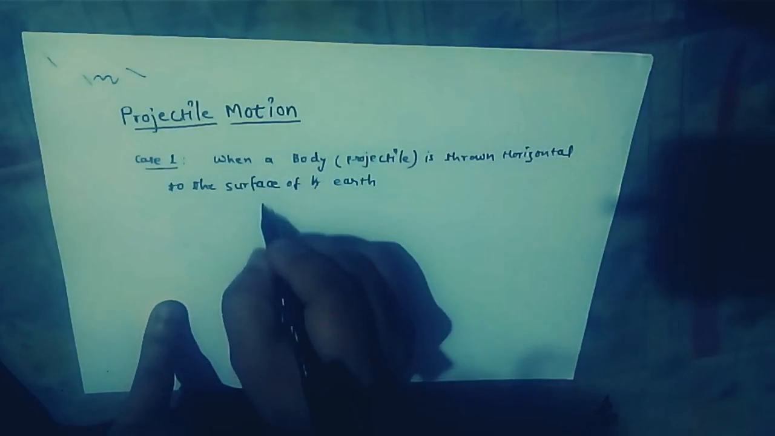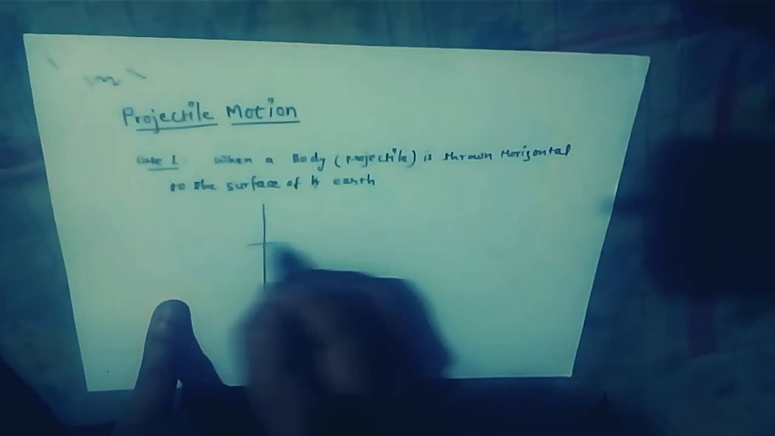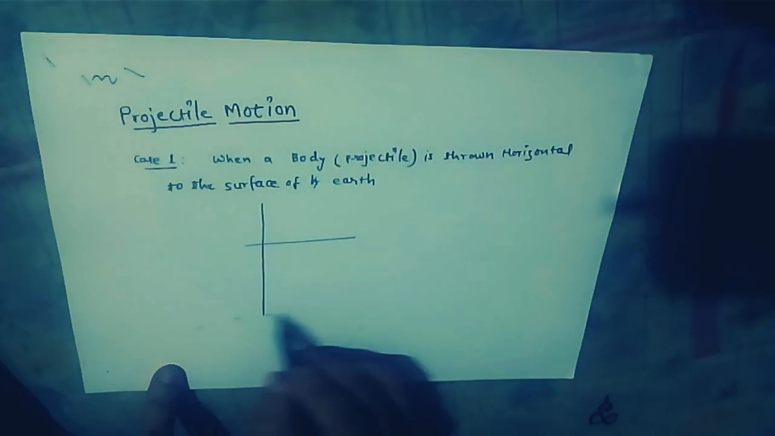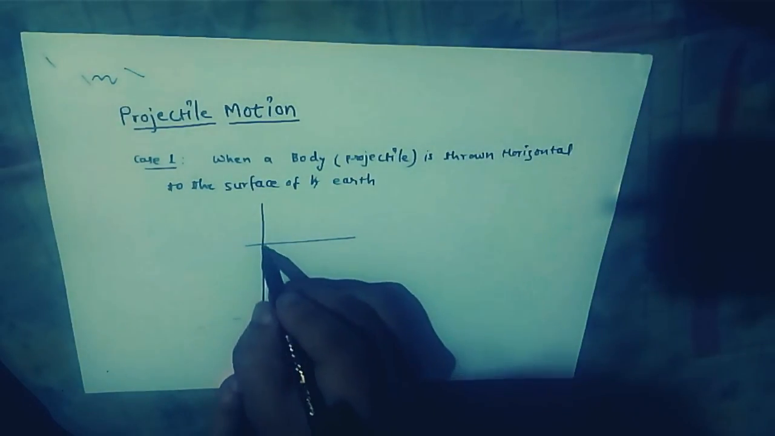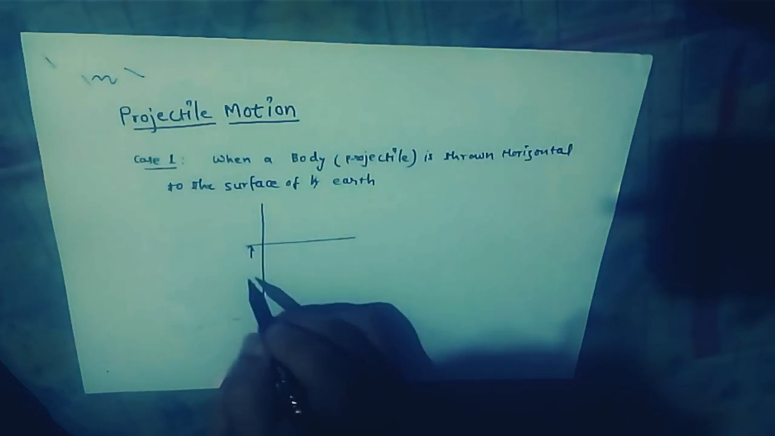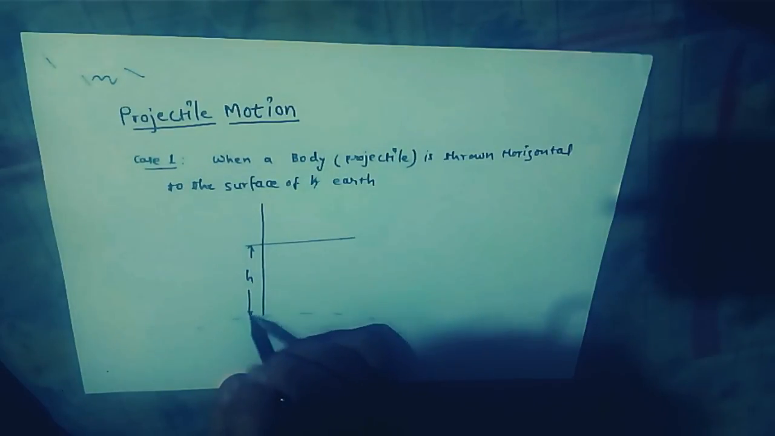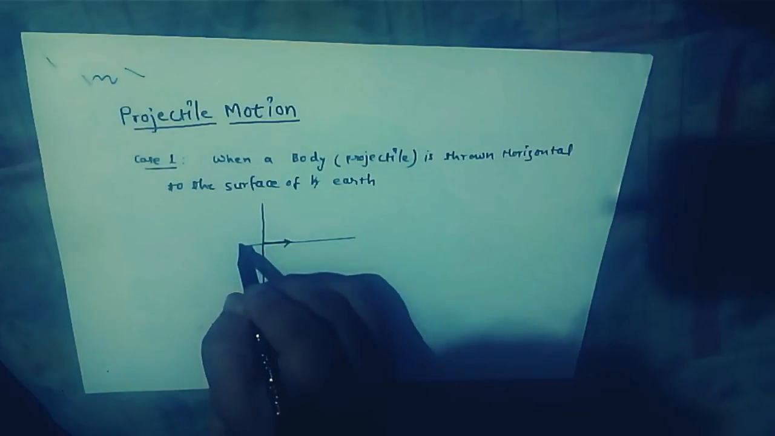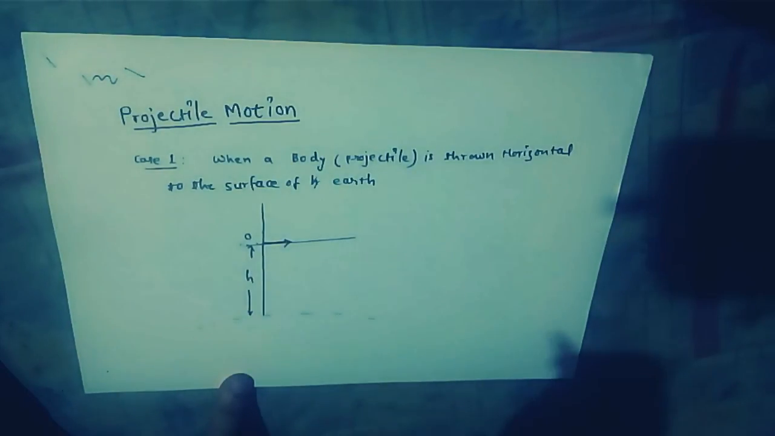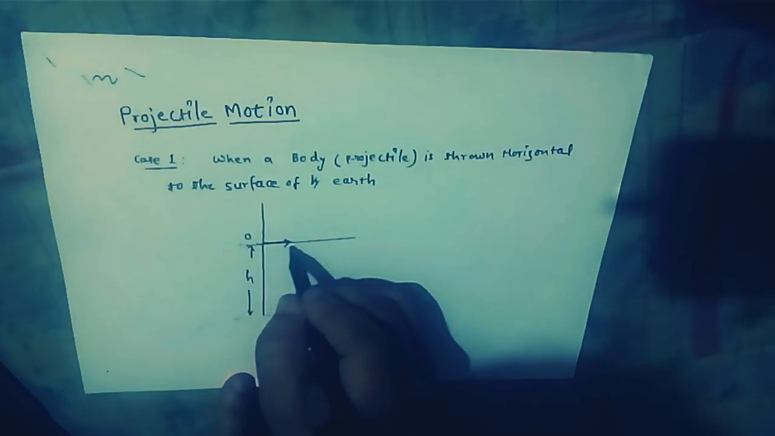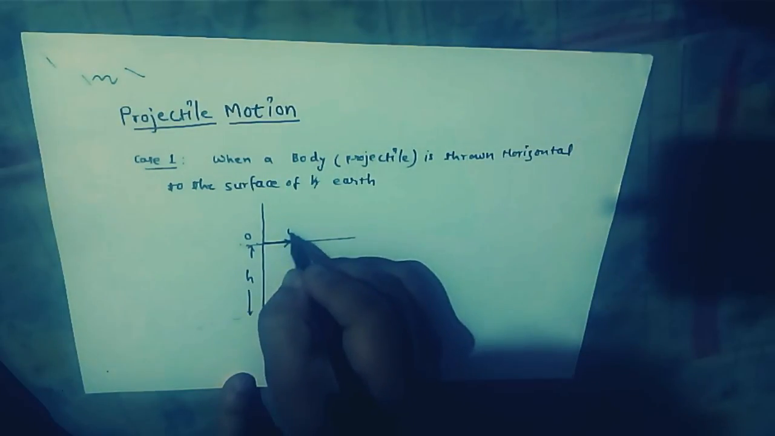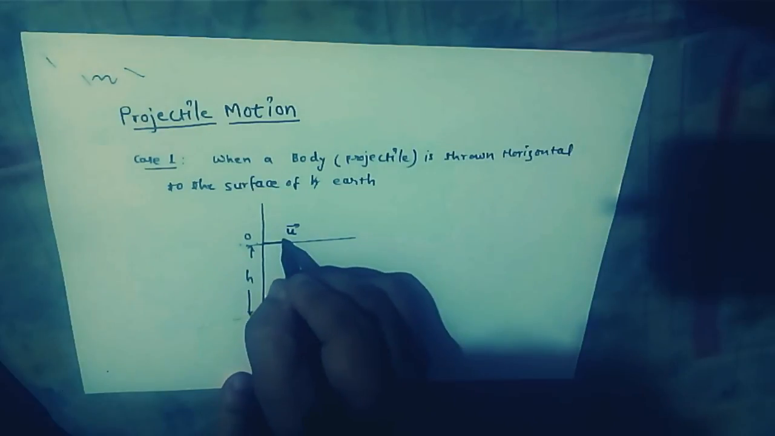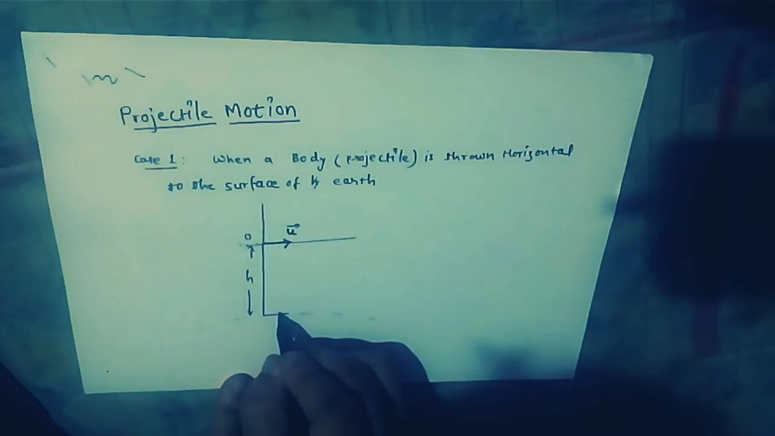So suppose this is the surface of earth, and at a particular height, suppose this height is h, we have thrown a body from a point, suppose O is the point from where the body is moving with an initial velocity u. The initial velocity u is horizontal to the surface of earth.